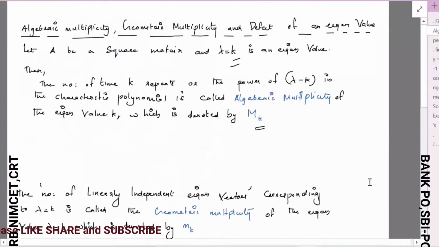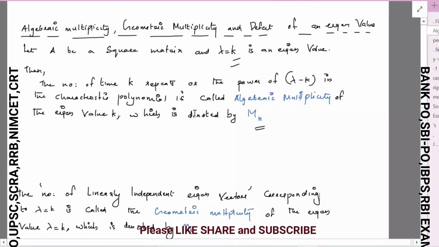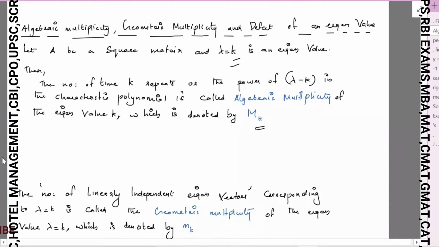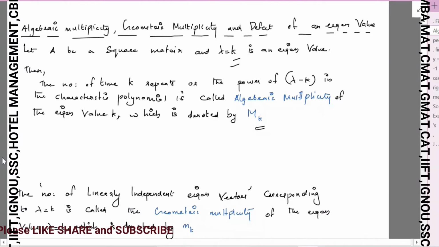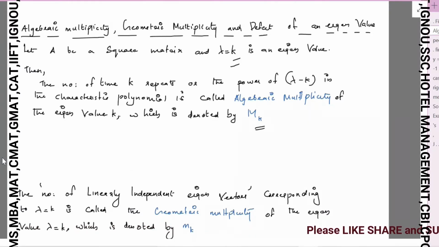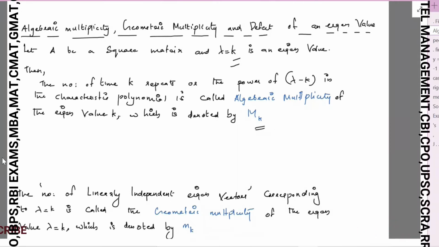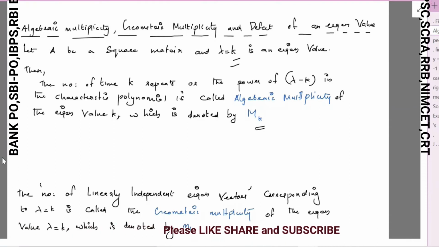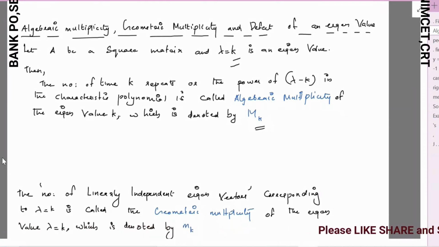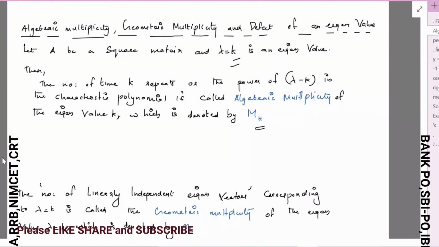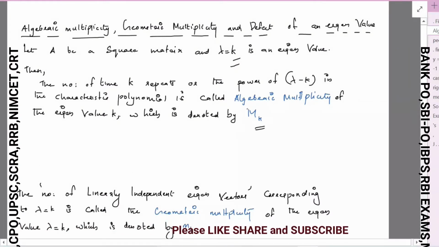Properties of the eigenvalues. So first of all, I am giving some definitions. The algebraic multiplicity. What is called algebraic multiplicity? Like I said, if k is an eigenvalue, the power of lambda minus k in the characteristic polynomial. That power is called the algebraic multiplicity of the eigenvalue k, which is denoted by capital Mk.